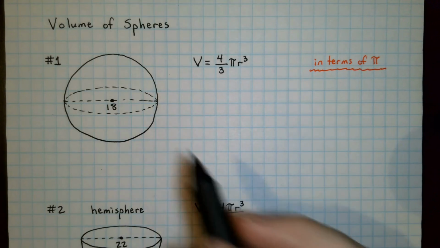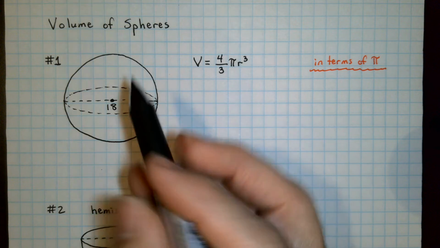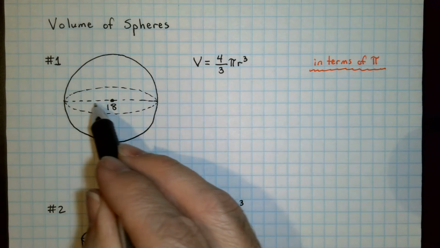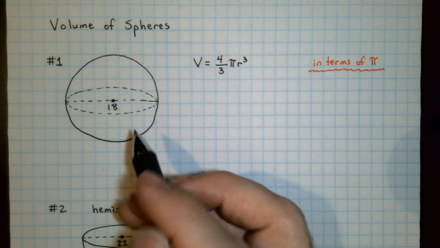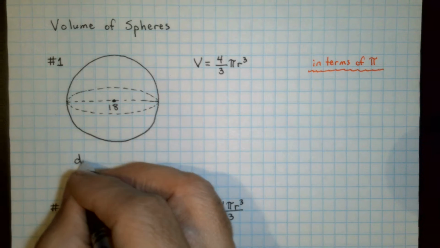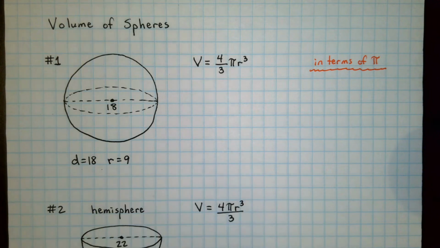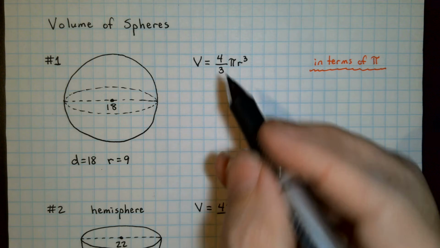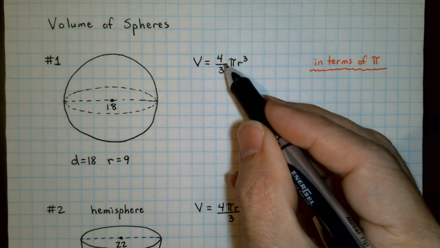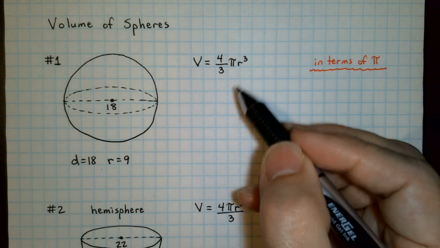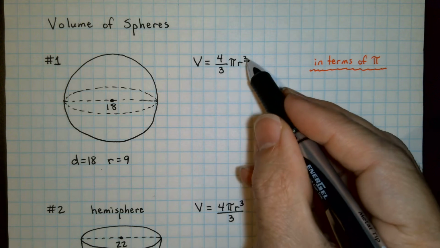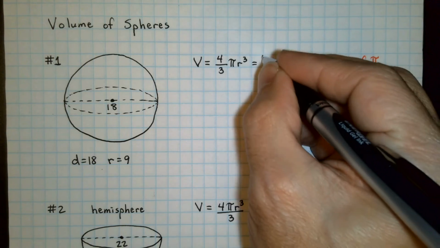In number one, we have a sphere that has the distance all the way across. The diameter is 18, which means the radius would be half of that, and that's 9. The volume formula for a sphere is 4/3 pi r cubed, or 4 pi r cubed over 3. You could write it that way.